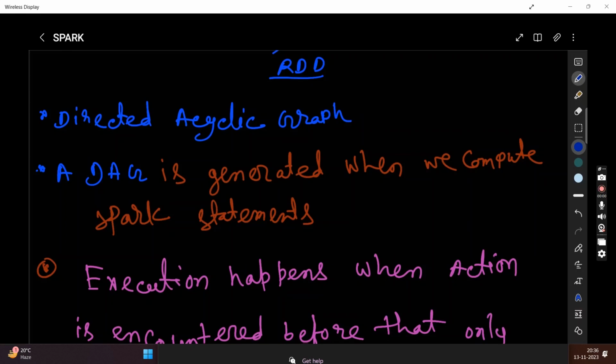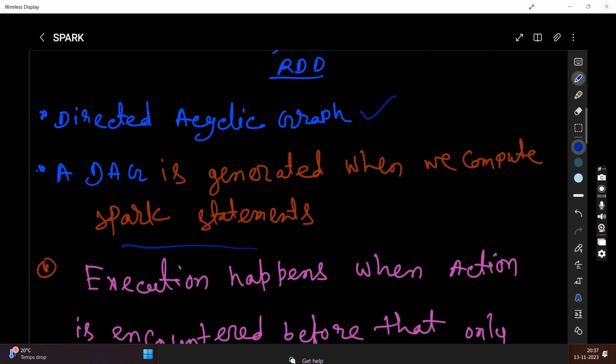Hi guys, in this lecture we will try to visualize RDD in Spark. Before that, I want to cover some minimal topics. What is the full form of DAG? I already told you this is directed acyclic graph. And a DAG is generated when we compute Spark statements.